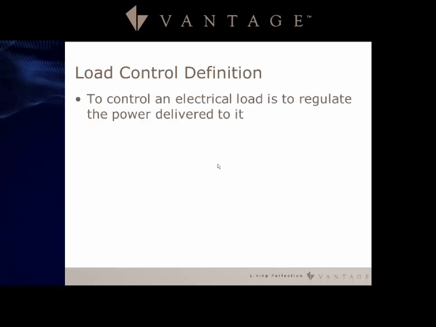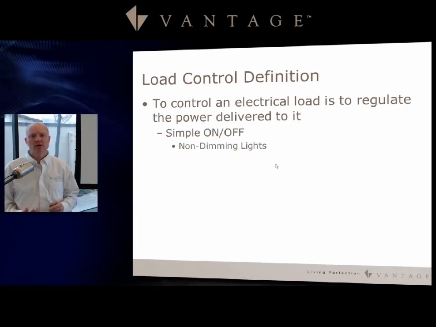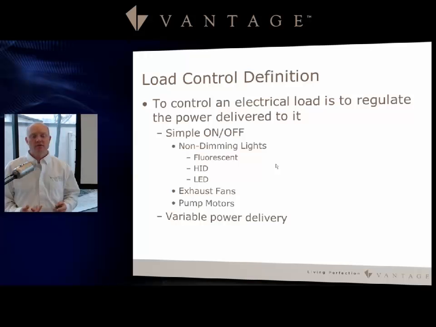So what does it mean to control a load? To control an electrical load is to regulate the power that is delivered to it. So you either have your simple on-off, which would be your non-dimming lights, your fluorescents, HIDs, LED types of lights, and then your exhaust fans and pump motors. Then you also have your variable power delivery, which are your dimmable lights and your multiple speed ceiling fans.